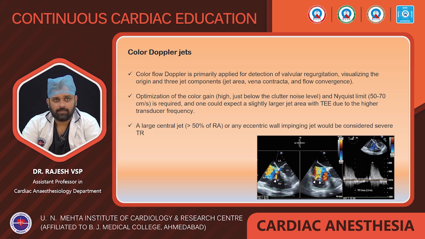Optimizing the image by adjusting gain and Nyquist limit is required, and one could expect a slightly larger jet area with TEE due to higher transducer frequency. A larger central jet, more than 50% occupying the right atrium, or any eccentric wall-impinging jet would be considered severe TR.